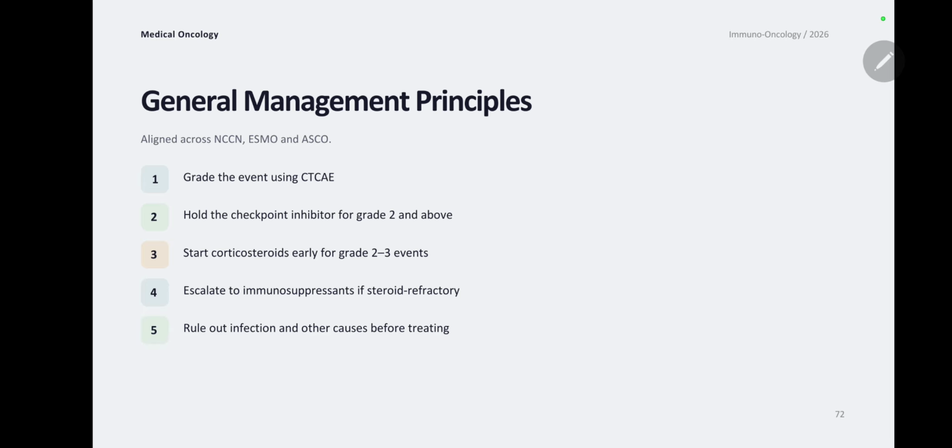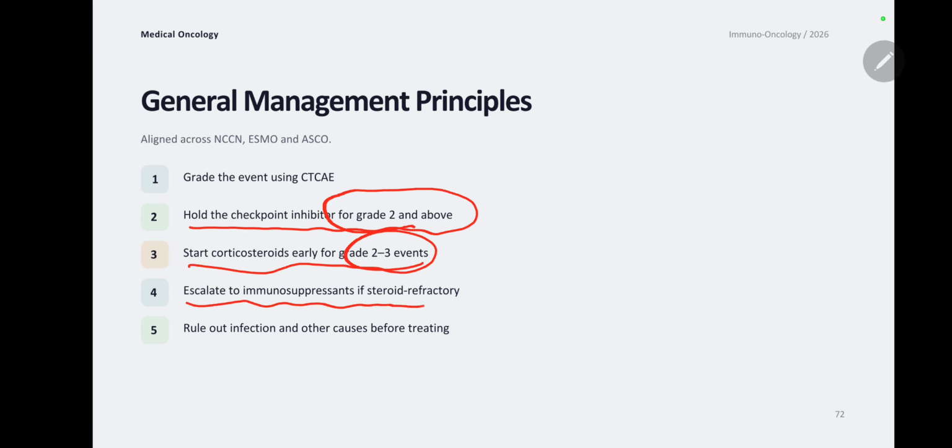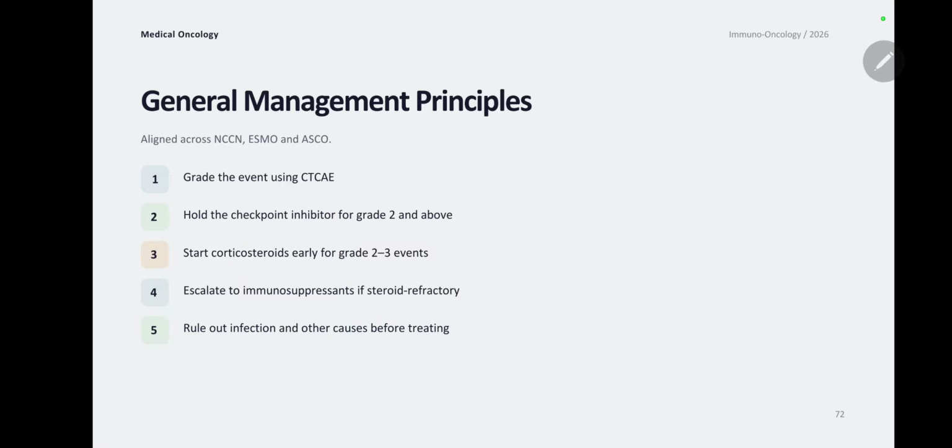What is the general management? Grading of the event according to CTCAE grading is to be done. First of all, hold the checkpoint inhibitor if grade 2 and above, start steroids for grade 2 and 3 events, and escalate the immunosuppression if the steroid is refractory. Rule out infection and other causes before treating.